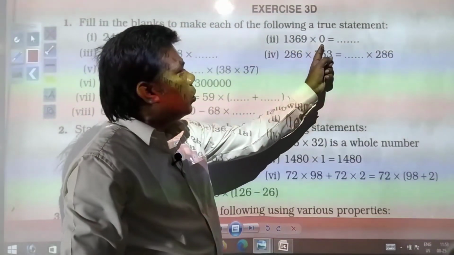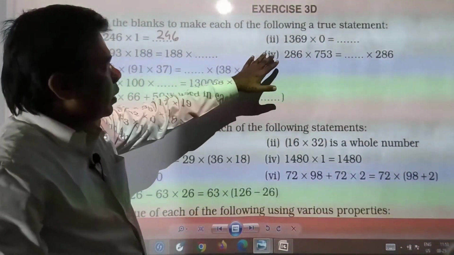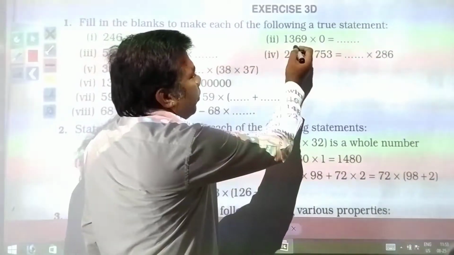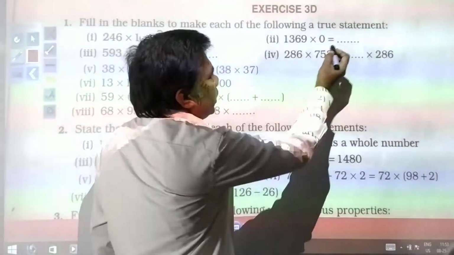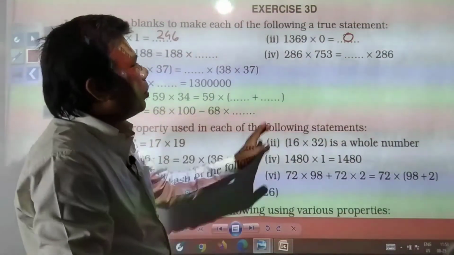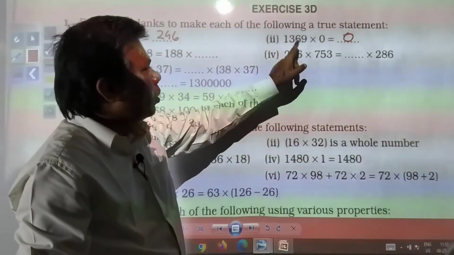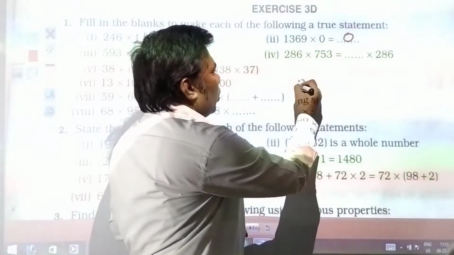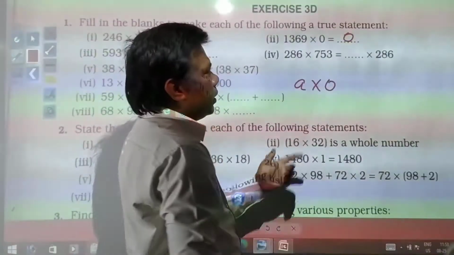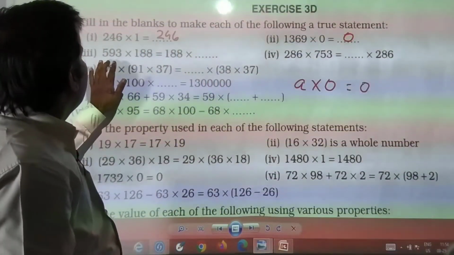1369 into 0. Again, you see the multiplicative property of 0. If you are multiplying any number by 0, the product you will get is 0. So you can go through all the properties properly so that you will understand better, and you need to write them with examples also. Suppose you have any whole number and you are multiplying by 0, you will get the result 0, the product will be 0.